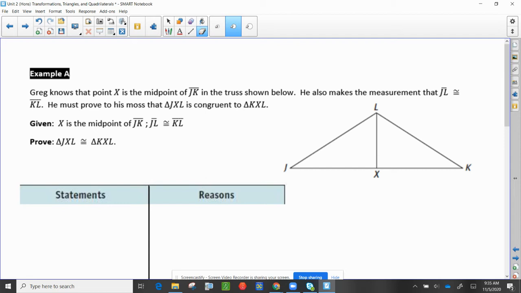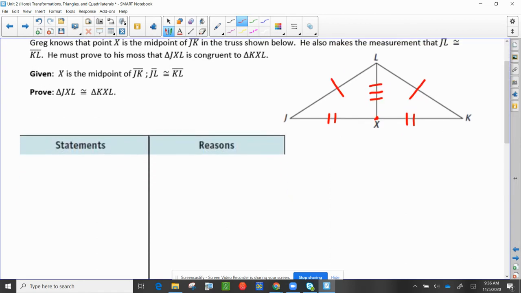So here's our given statements. Again, we're going to use those and mark up our picture as much as we can. They told us JL is congruent to KL, so let's mark those with a little tick mark. We also know that X is the midpoint. So remember, if X is the midpoint, that means JX has to be congruent then to XK. We also have an assumed thing here. Remember, we have two triangles sharing this side, so there's our reflexive property coming in. That's an assumed congruence there. So LX is congruent to itself, LX.